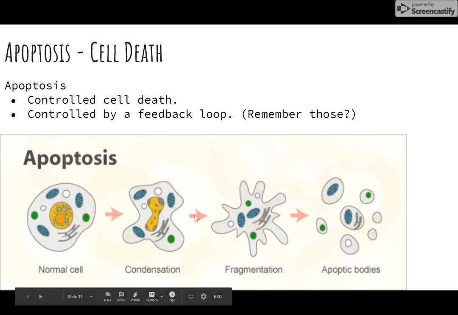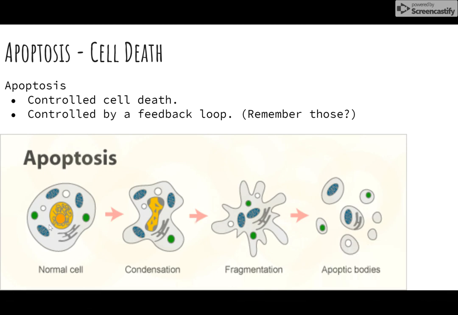So they start going through this process where basically the cytoskeleton collapses and the cell membrane collapses in around the cell parts, and they form these bubbles of cell parts that they can give to other cells, and those can be absorbed by the surrounding cells, so they get recycled.